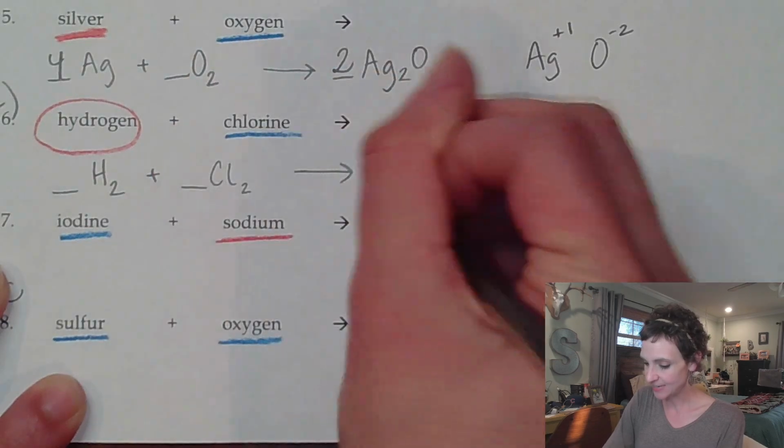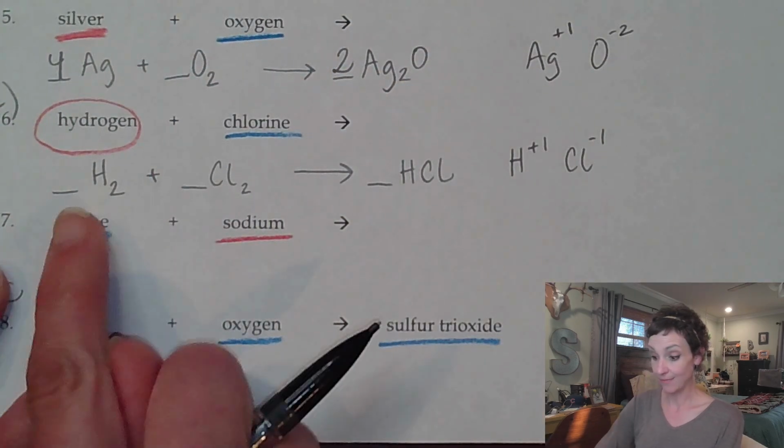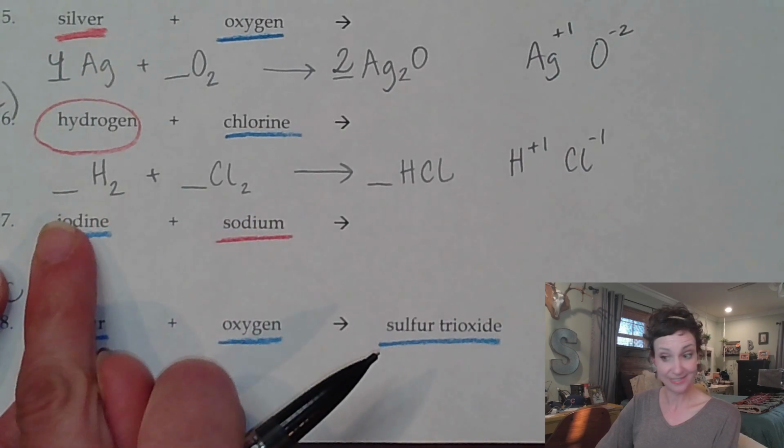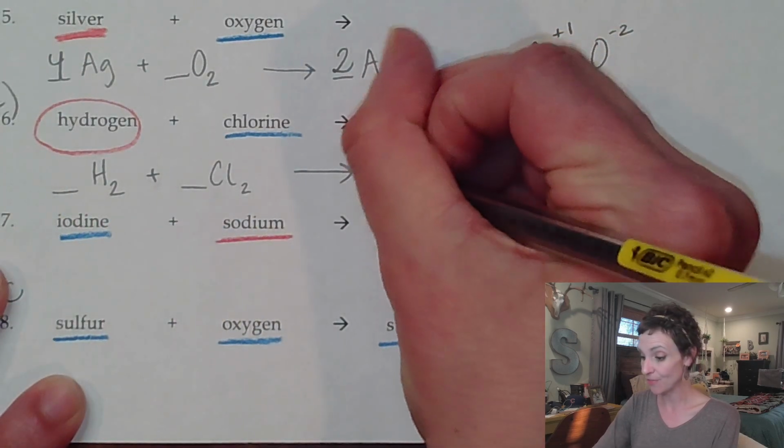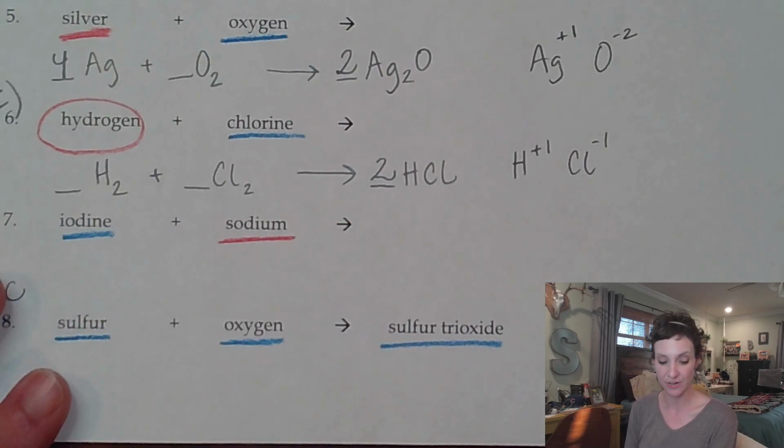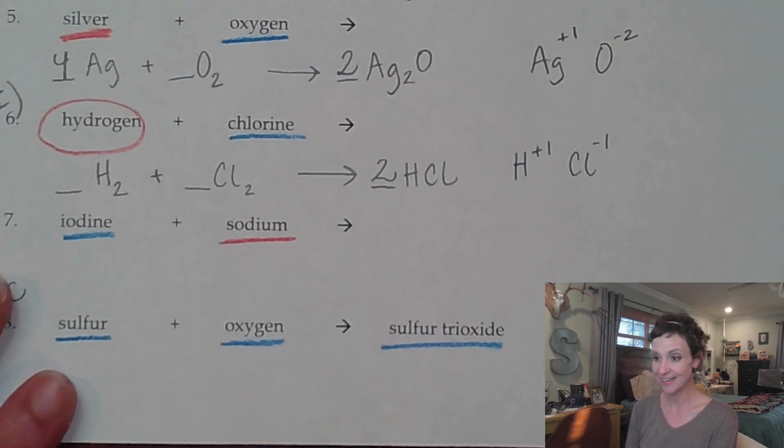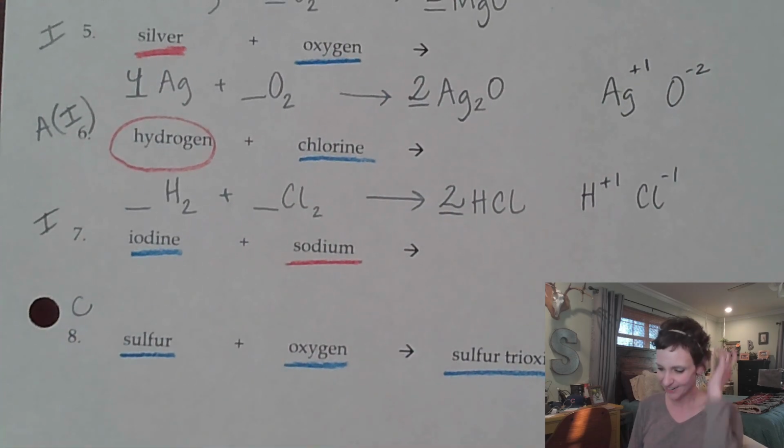Balancing at the end, it looks like we have 2 of both of these on the reactant side. So how about we get 2 of both of them on the product side by putting a 2 in front of the hydrochloric acid? Amazing. Look at that. Look at this, you guys. I'm very excited.